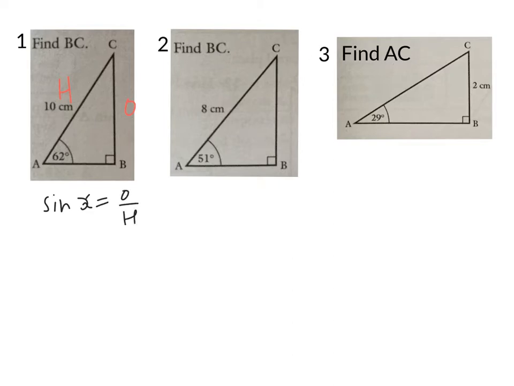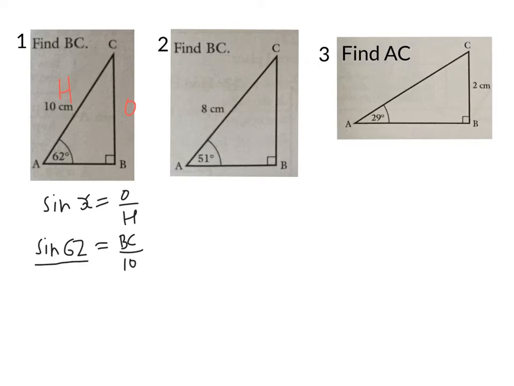We then sub in the values. X is the angle, 62. O is the opposite, we don't know that. Let's call that BC. So that is what we're finding, and that is what the opposite is. Or you can call it O if you want. And the hypotenuse is 10.